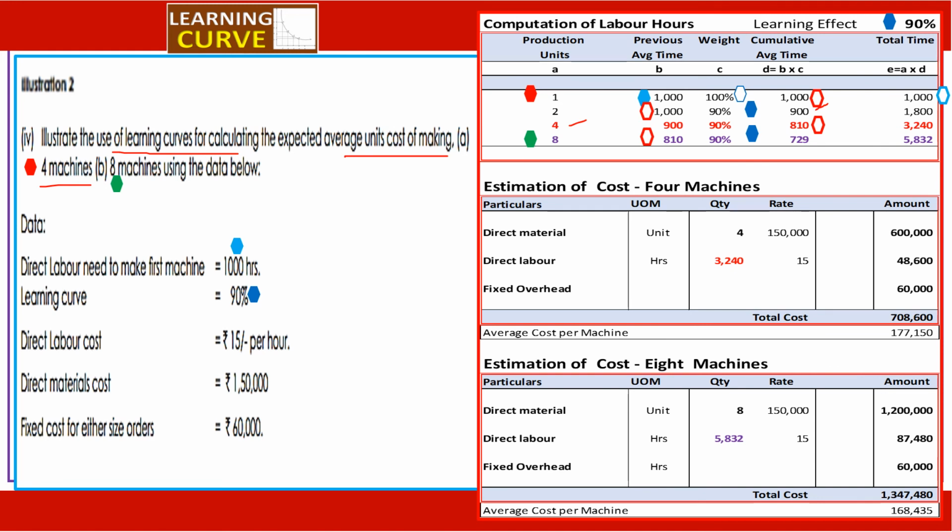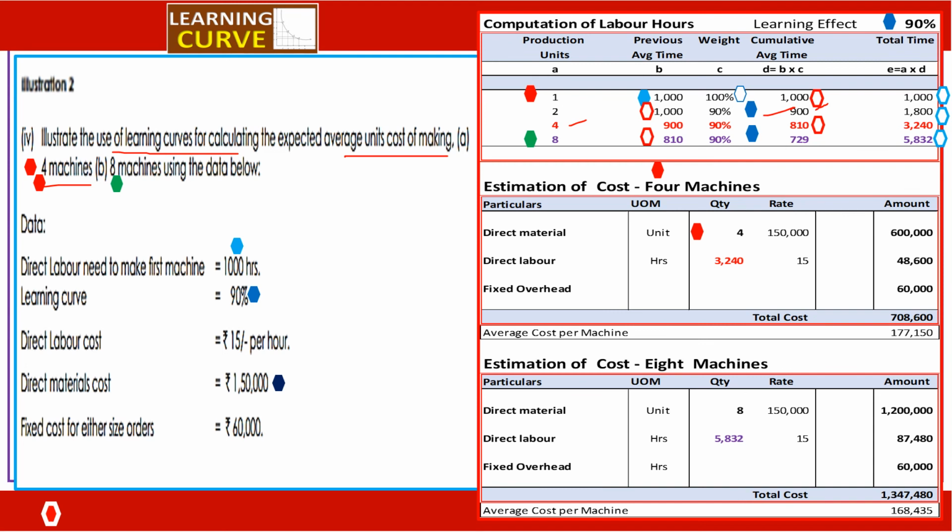That's how it works. Now, when we start doing the total time, 1000 into 1, 2 into 900, 1800, 4 into 810, 3240, 8 into 729, 5832. Now, we are at a stage where we have got the basic table of learning curve. What it asks, for 4 machines, what is the cost?